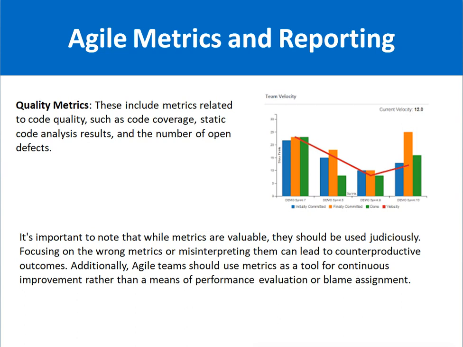Here friend, remember that metrics are very important, and they should be used judiciously. Focusing on the wrong metrics or misinterpreting them can lead to counterproductive outcomes. Agile teams should use metrics as a tool for continuous improvement, and they should not be used for the blame game or blame assignments. Basically the main purpose of using agile metrics and reporting is to improve the process, performance, and productivity, and to give better visibility to customers and stakeholders as well.